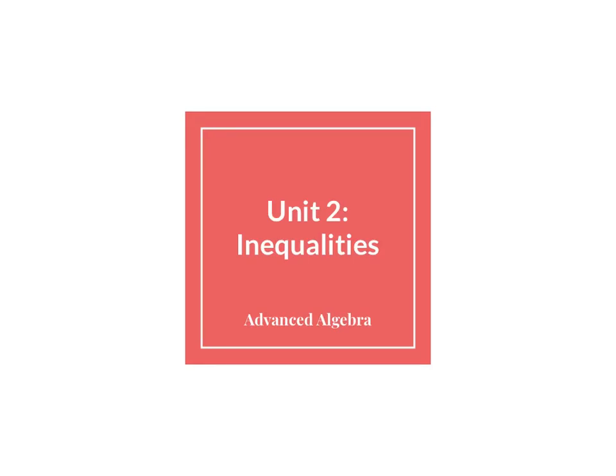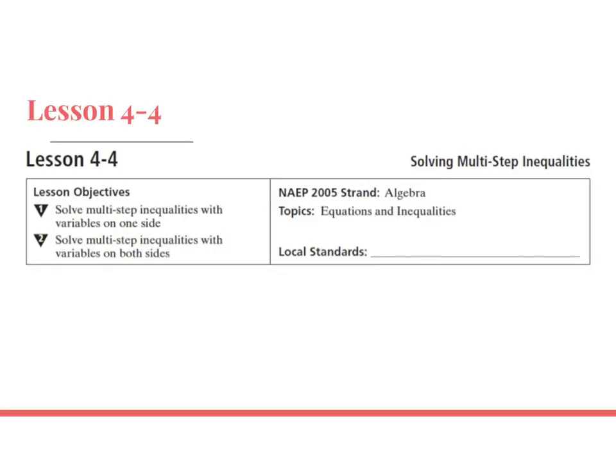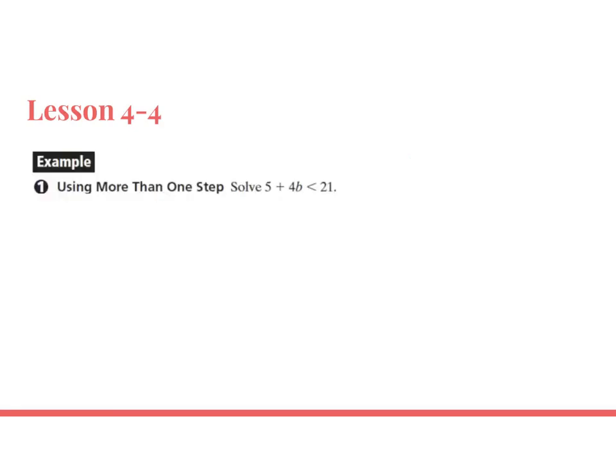Welcome to Unit 2, Solving Inequalities. In our fourth lesson, we will be solving multi-step inequalities and also inequalities with variables on both sides. So for our first example, we have 5 plus 4b is less than 21.